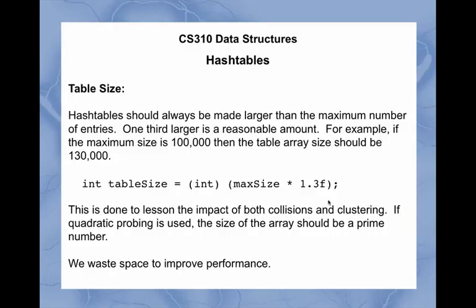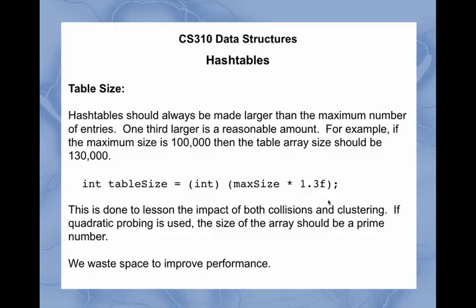Hash tables should always be made larger than the maximum number of entries. That is, we have different sizes we need to keep track of. One is we have the current size. That's the number of elements that are currently stored in the hash table. Two, we have the max size. This is the maximum number of elements that can be inserted in the table.